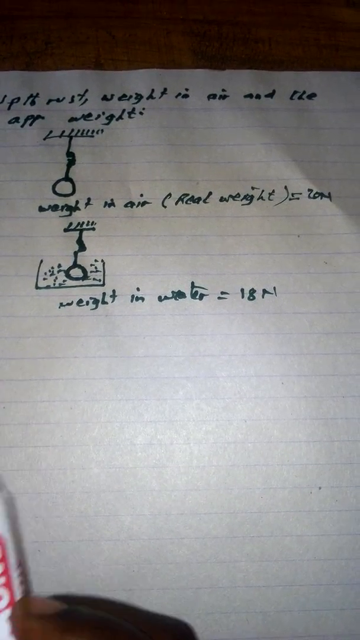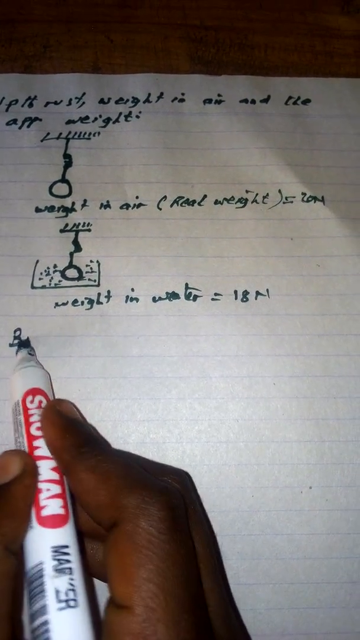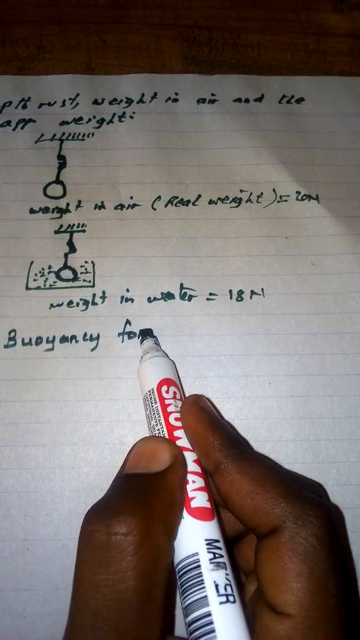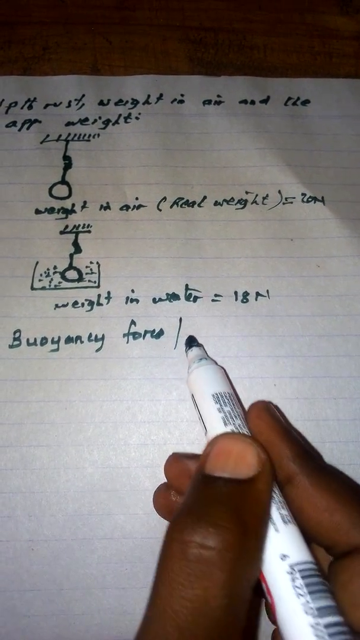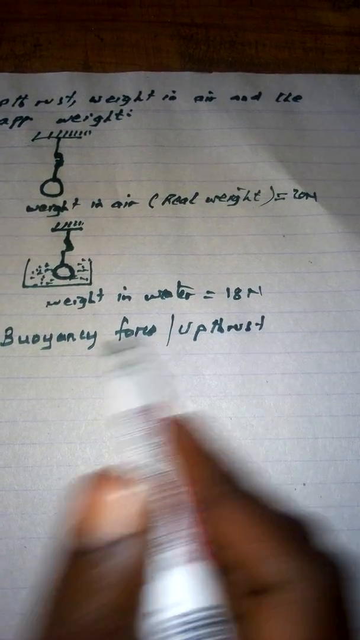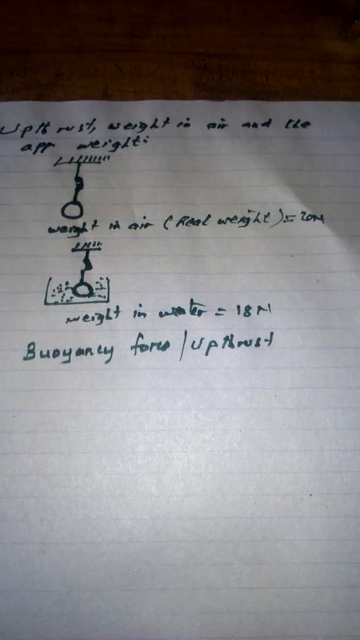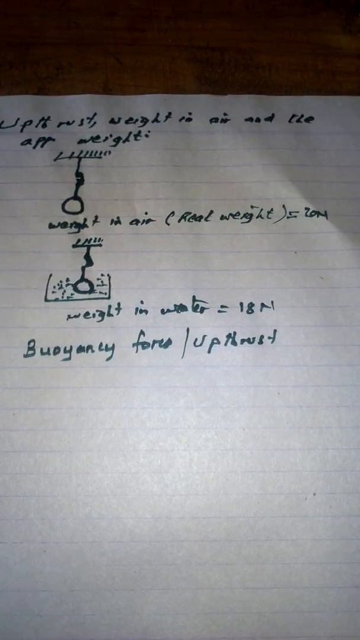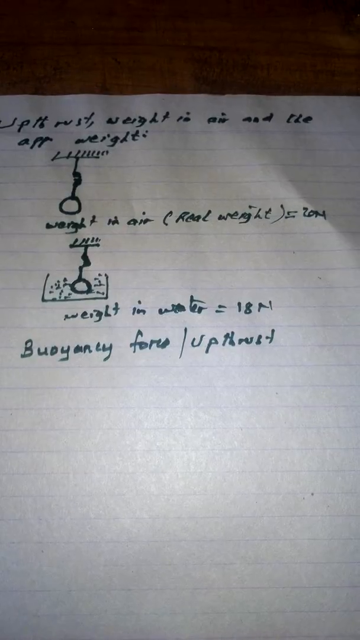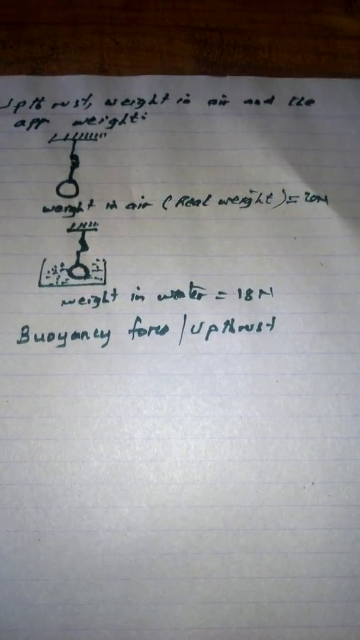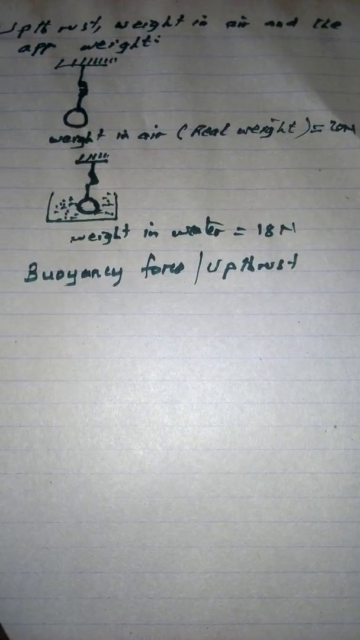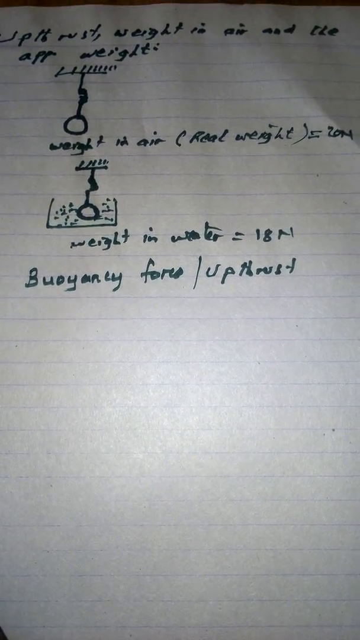So that force is called buoyancy force, or sometimes it is called upthrust force. This is upthrust. So basically, what is buoyancy force? This is an upward force exerted on the object when it is totally or partially immersed in the liquid or in the fluid. That's why the weight decreases from 20 to 18 Newton.